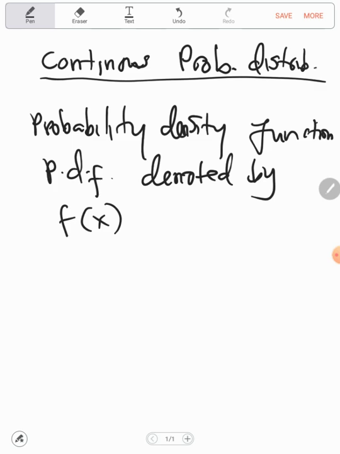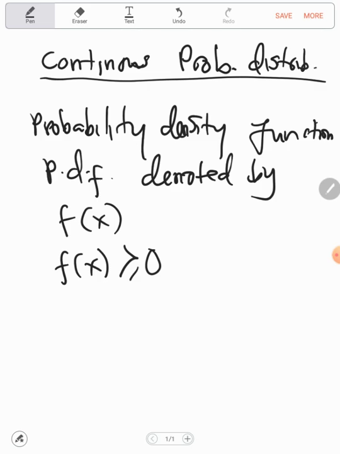Okay, so for a PDF, this function is supposed to be greater than or equal to 0 for all the values of x. So the probability density function can be represented by a curve. And for each probability distribution that we're going to discuss here, we're going to see the curve that the PDF brings.